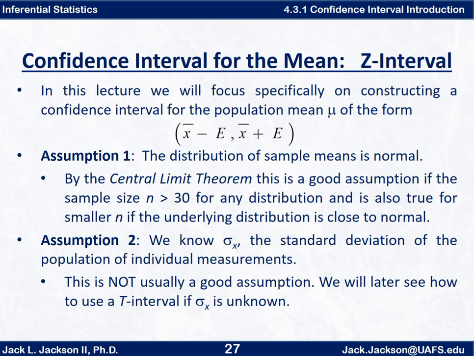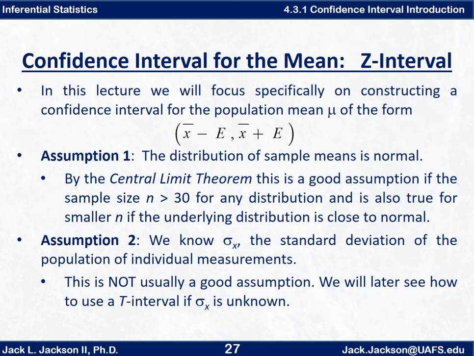Assumption number 2 is that we know sigma sub x, in other words, the standard deviation of the population of individual measurements. Now, this is actually not usually a good assumption. The whole point here is we don't know the population mean, and we're trying to estimate it. It's kind of unlikely in a real-world setting that if we don't know the population mean, we're going to know the population standard deviation either. But it's better for developing the results that we have here if we do make this assumption.